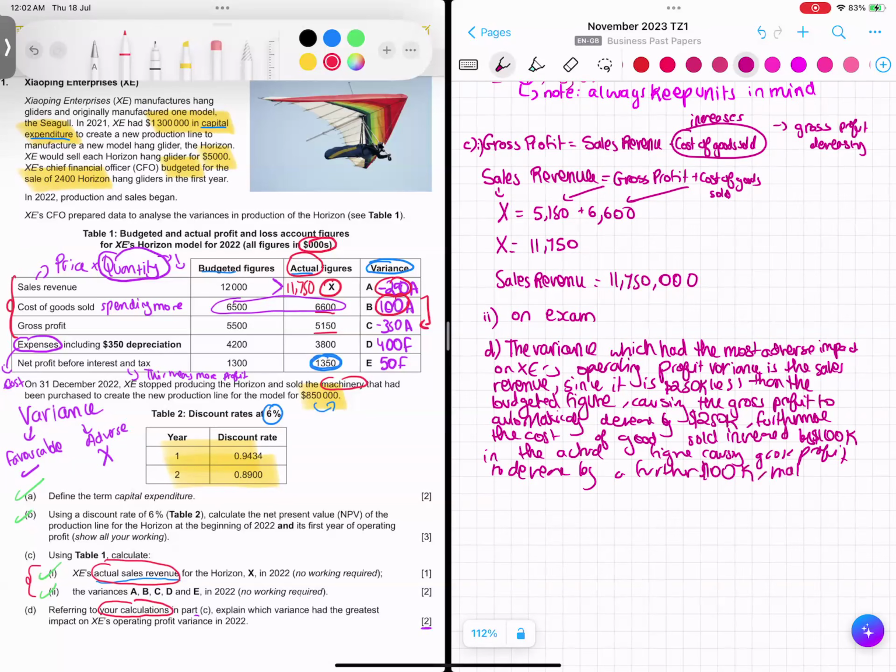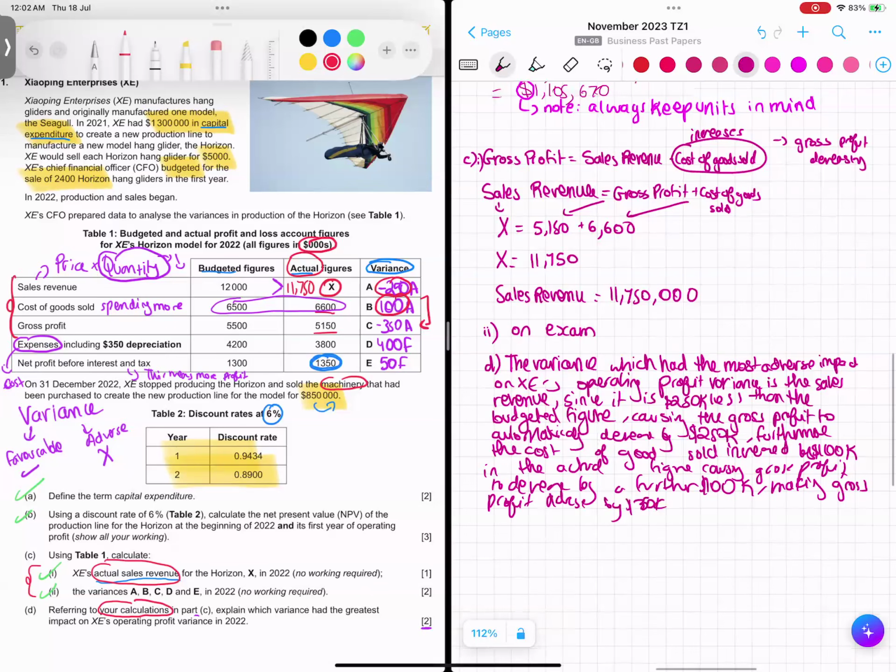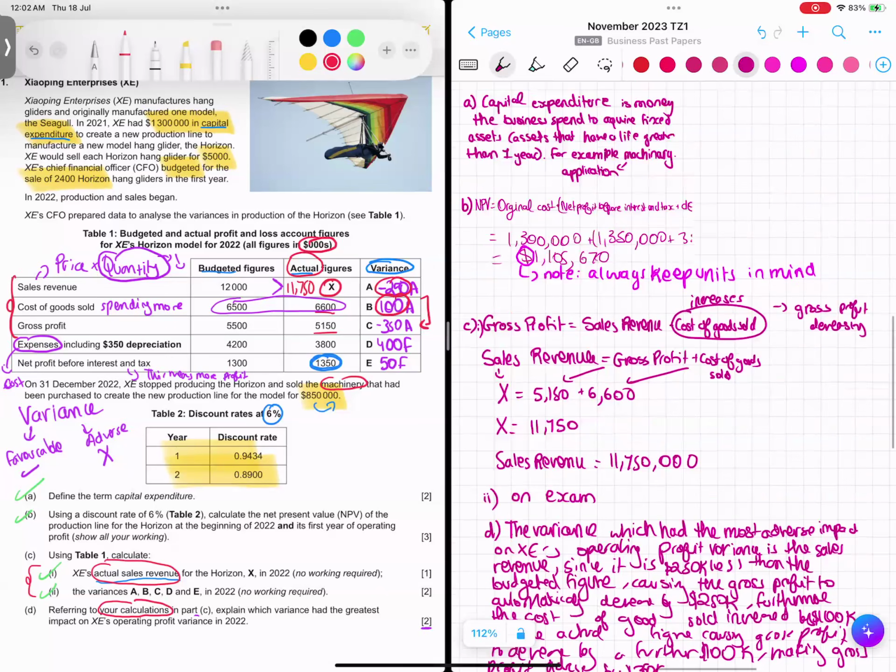making gross profit adverse by 350K. So you see how we literally addressed all A, B, C by just talking about one.